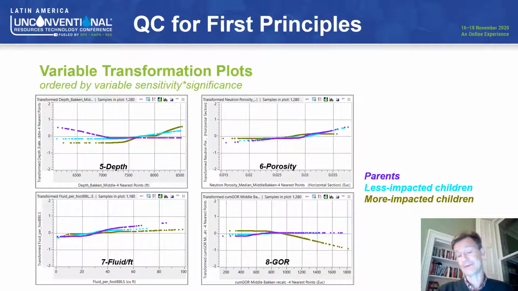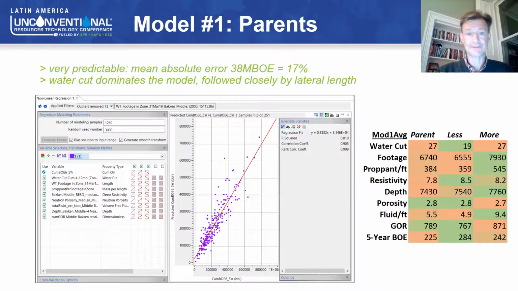I'm going to go back to the GOR thing right now while we're here. Higher GOR wells in more impacted children almost for sure means you're drilling into depleted reservoirs, and you're going to suffer from that depletion more. That's probably what it's telling us.